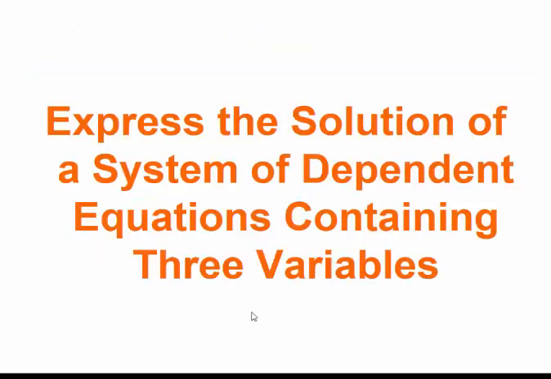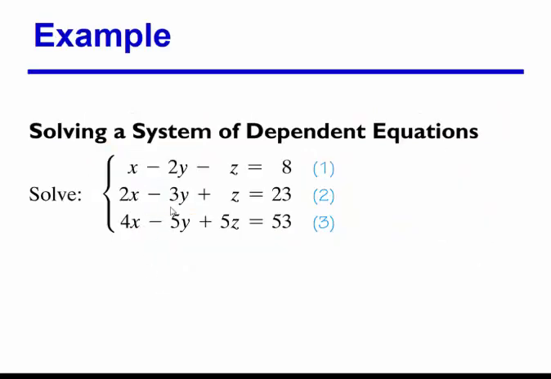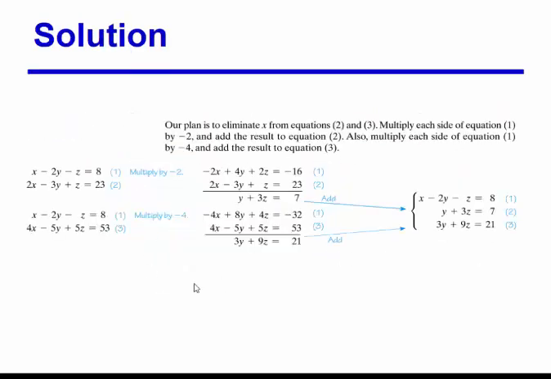Next, we're going to express a solution of a system of dependent equations containing three variables. So here we have equations 1, 2, and 3. In this example, we're going to take equation 1 multiplied by negative 2, add it to equation 2 to get the new equation 2, which is y plus 3z is equal to 7. Then we're going to take equation 1 multiplied by negative 4, add it to equation 3 to get the new equation 3, which is 3y plus 9z is equal to 21. You can see here that this is the system of equations we're going to be working with.